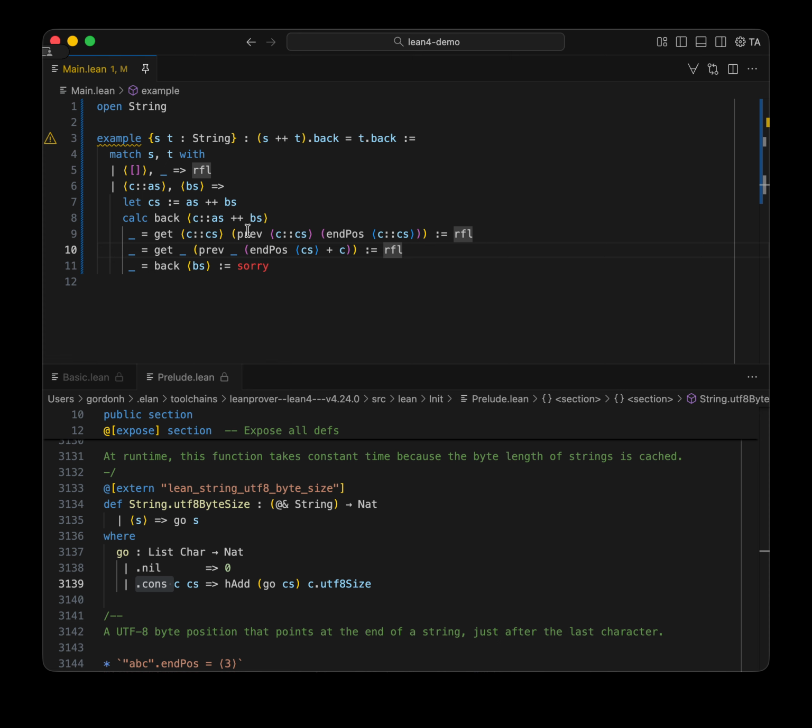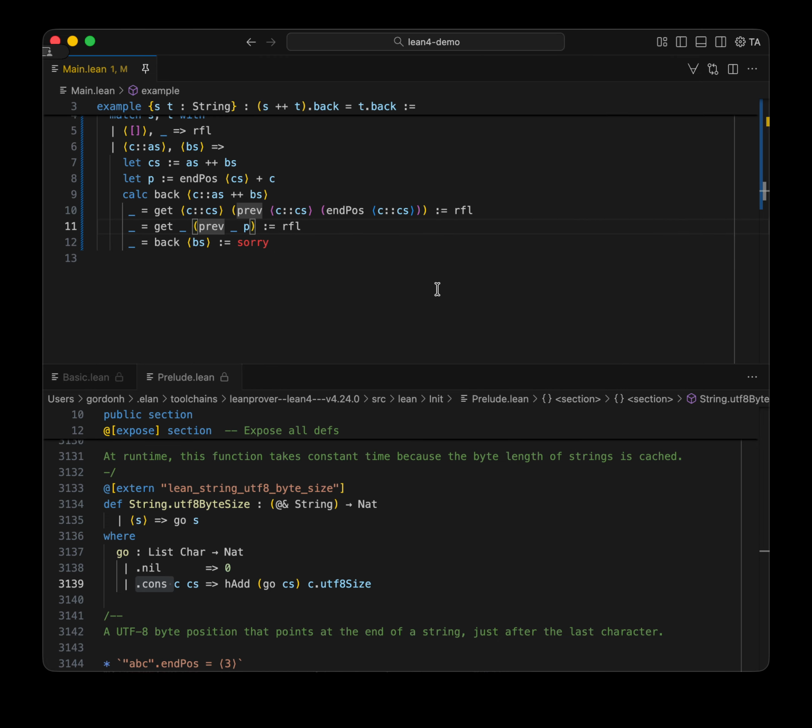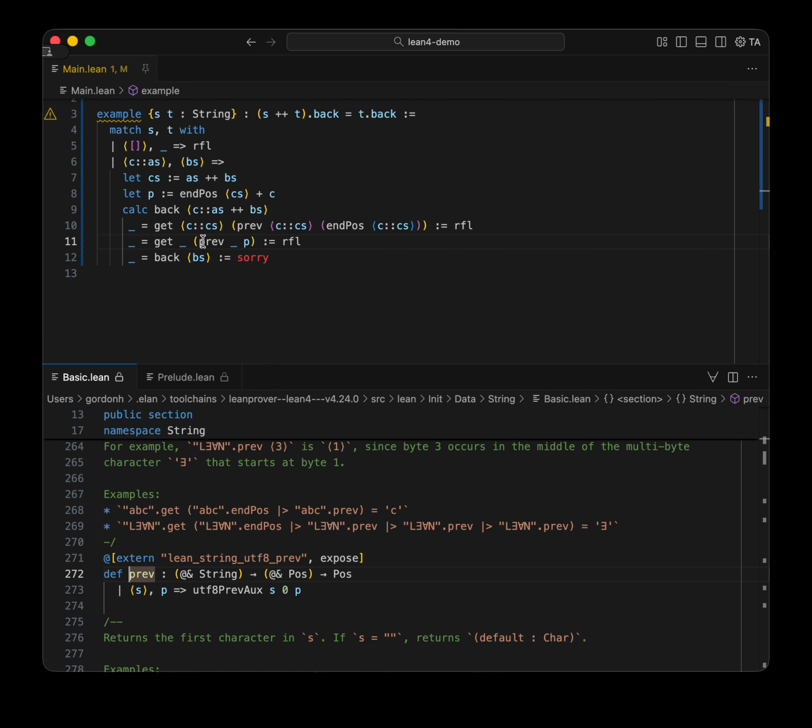Okay. Give it a short name. Let's unfold the definition for prev. Should look like this.